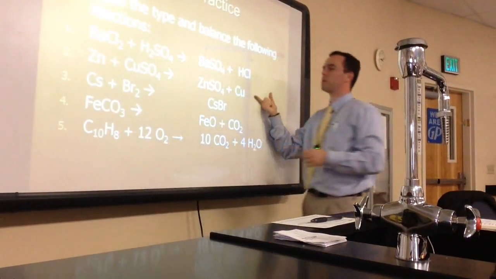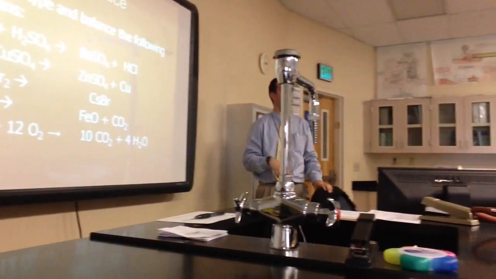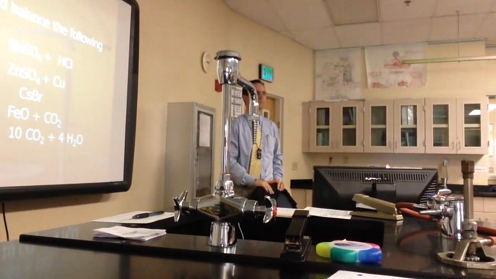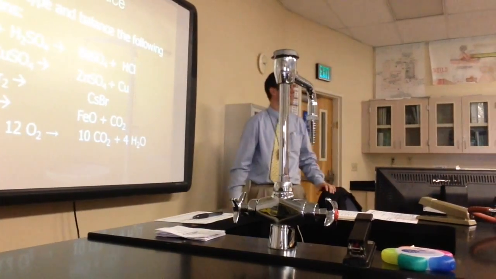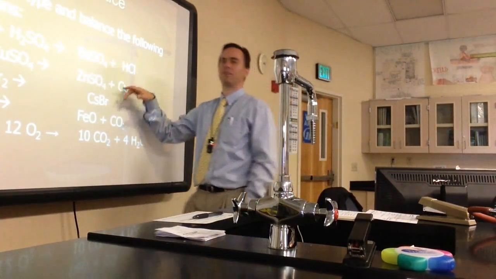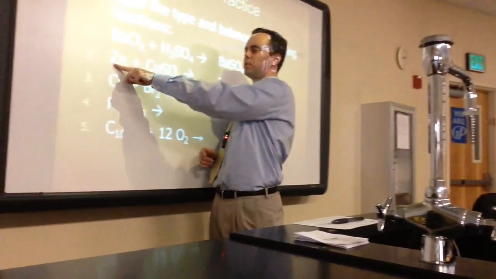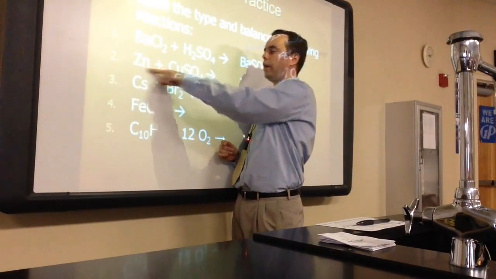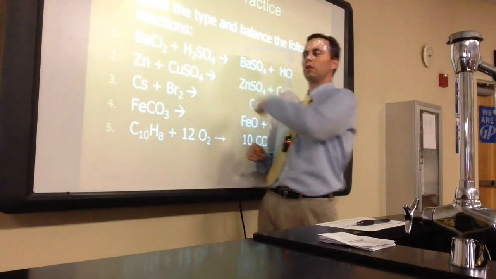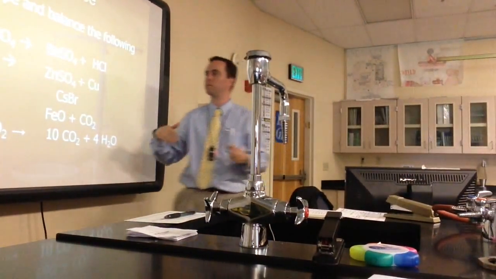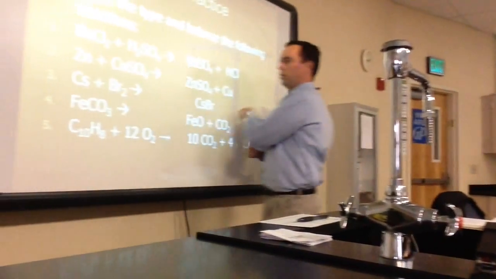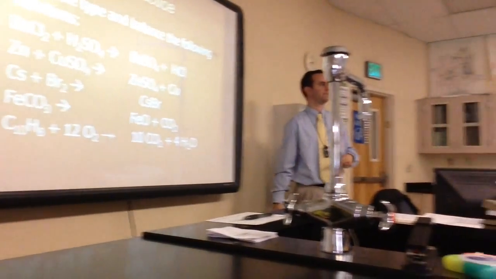If we make our way down to number 2 with the fingers, what are we looking at? It's confusing sometimes, I get it. Yeah, that's a 3. That's single displacement. Zn, element or compound? Element. And CuSO4, a compound. Element and a compound, you don't have to look at the other side. It is a single displacement. Number 3, what are we talking about?